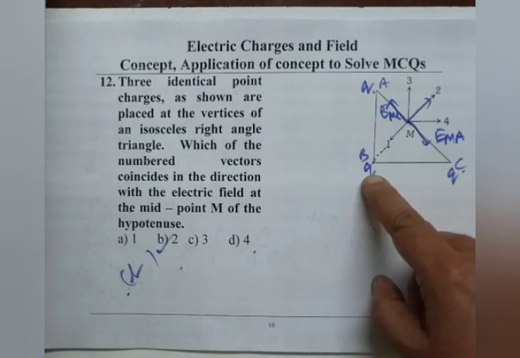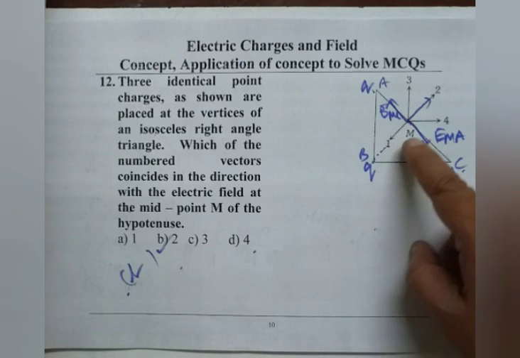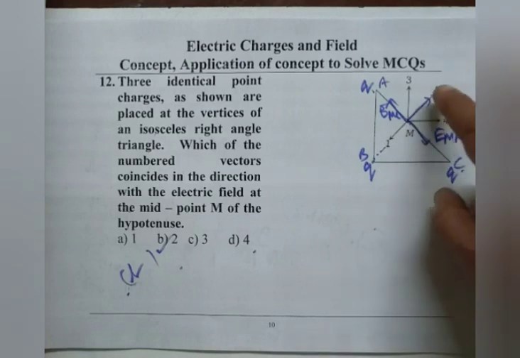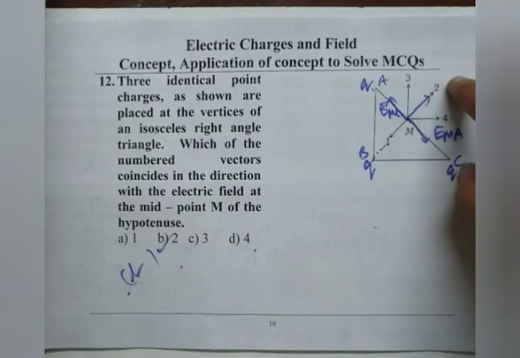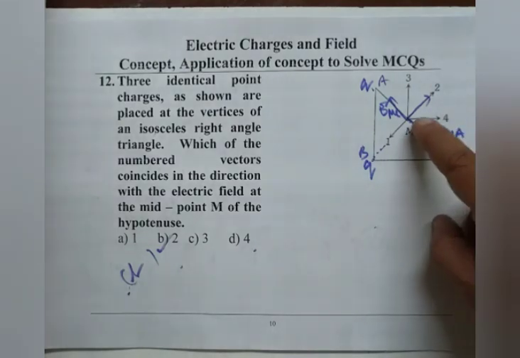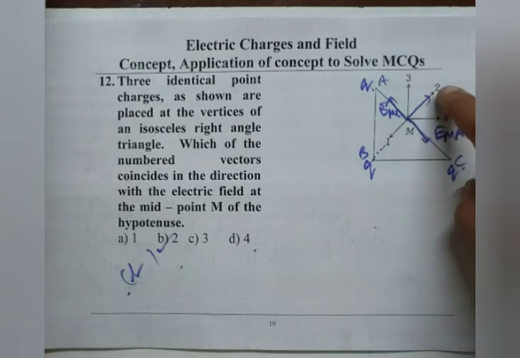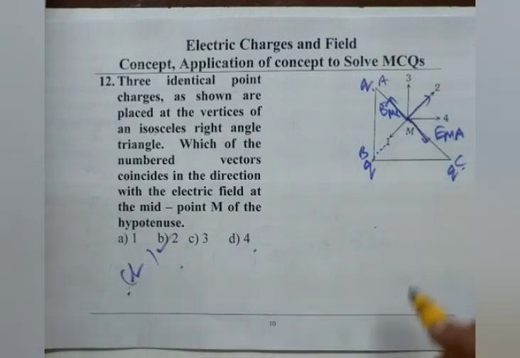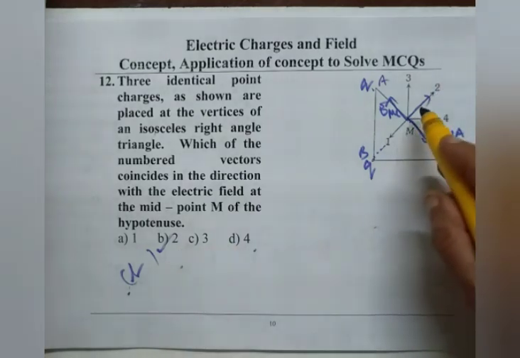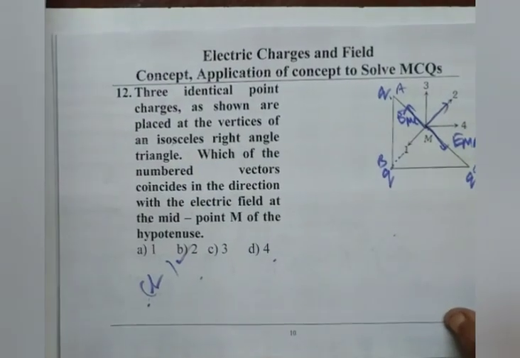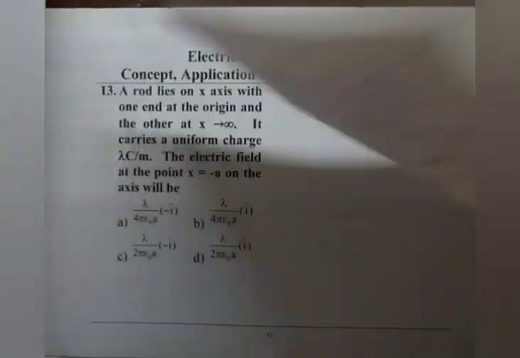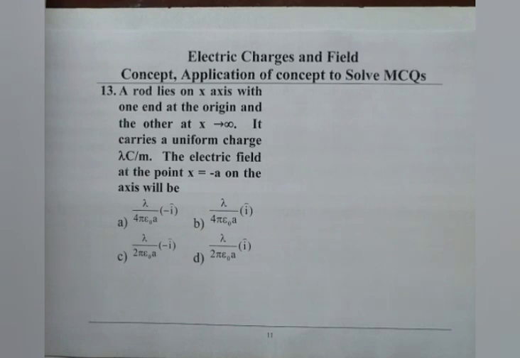And as the charge at B is positive, that should create a diverging field. So it is going away from M, but on the line joining B and M. So this is the line joining B and M, it goes away. Therefore, it is along the line 2, therefore option B is right. Going for the 13th question now.